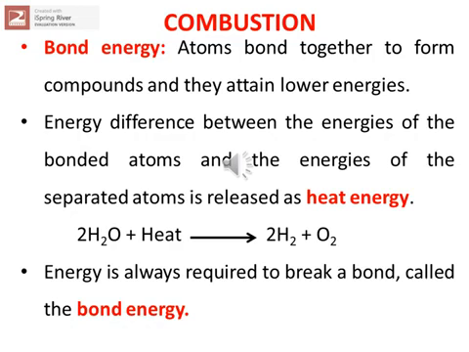Atoms bond together to form compounds because in doing so they attain lower energies than they possess as individual atoms. A quantity of energy equal to the difference between the energies of the bonded atoms and the energies of the separated atoms is released, usually as heat. That is, the bonded atoms have a lower energy than the individual atoms have as separate atoms. When atoms combine to make a compound, energy is always given off and the compound has a lower overall energy.